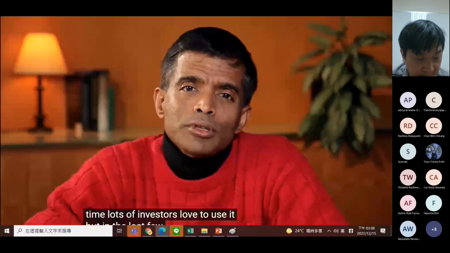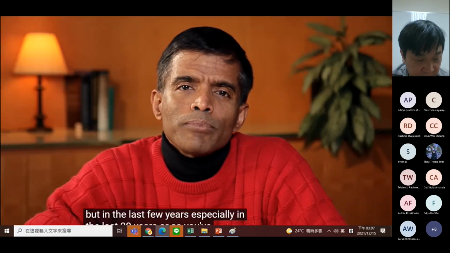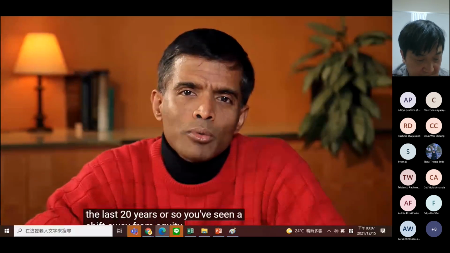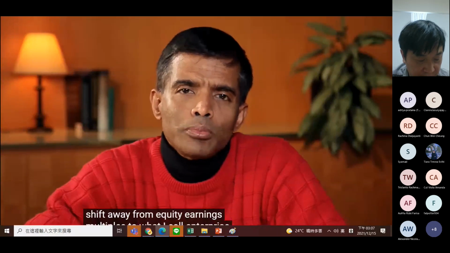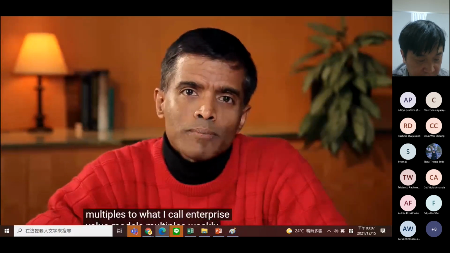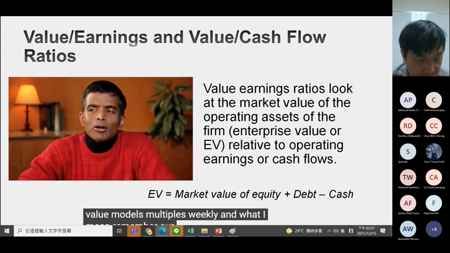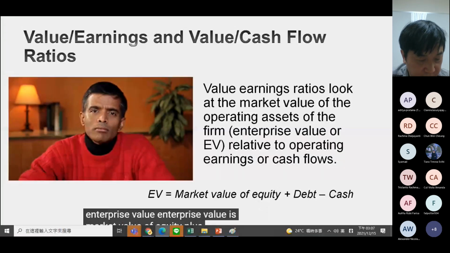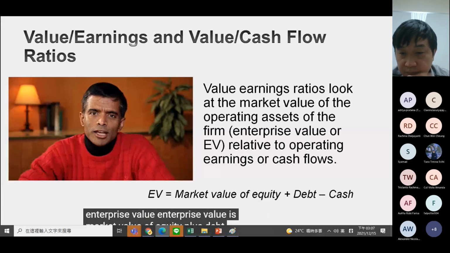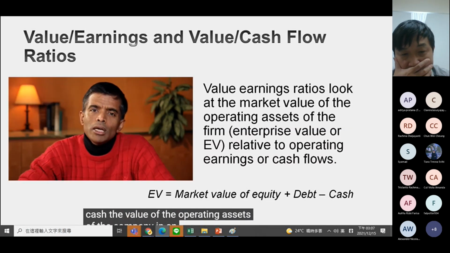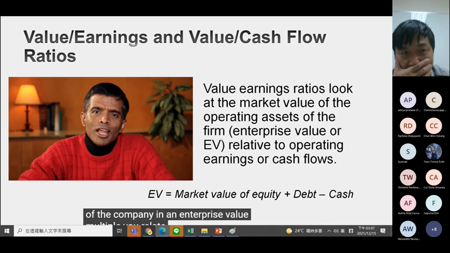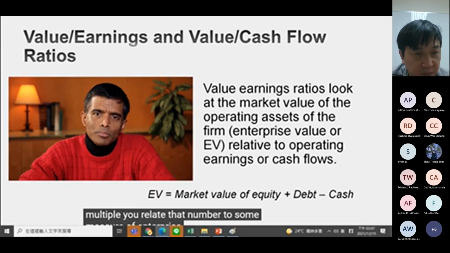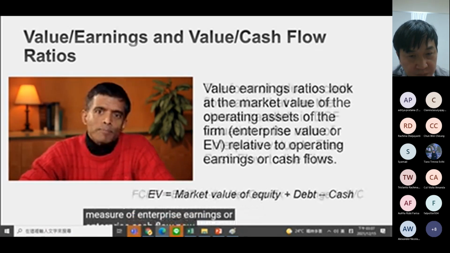But in the last few years, especially in the last 20 years or so, you've seen a shift away from equity earnings multiples to what I call enterprise value multiples. Let me explain what I mean. Remember our earlier definition of enterprise value? Enterprise value is market value of equity plus debt minus cash, the value of the operating assets of the company. In an enterprise value multiple, you relate that number to some measure of enterprise earnings or enterprise cash flow.